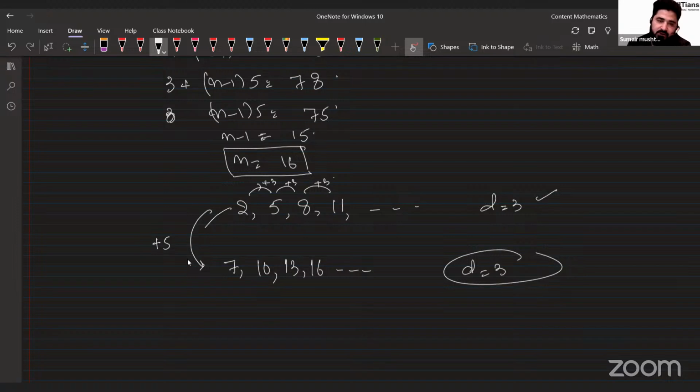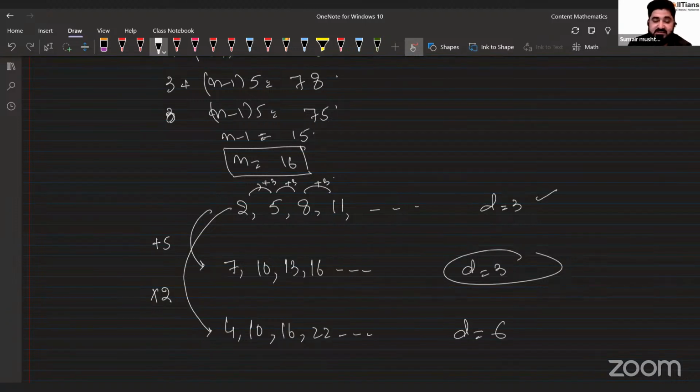Now one more thing. We can multiply this AP. Let us suppose I multiply this by 2. So 2 will become 4, 5 will become 10, 8 will become 16, 11 will become 22. Now you can see the common difference here is 6. The actual common difference was 3, I multiplied by 2, so my common difference became 6. So if I multiply the AP by some constant, the common difference will also be multiplied by the same number. Simple.